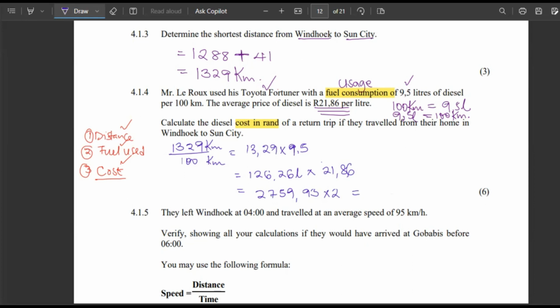Multiply by 2, you end up having 5,519.86 rands. Still, we go back to the same place. One, you looked for the distance, then you found out how many liters we need by multiplying by that, dividing by 100. You got this answer right. You multiplied by the cost. You got that other answer right. Then you multiplied by 2. Then you got the right answer.